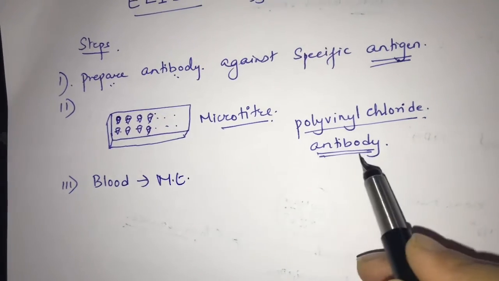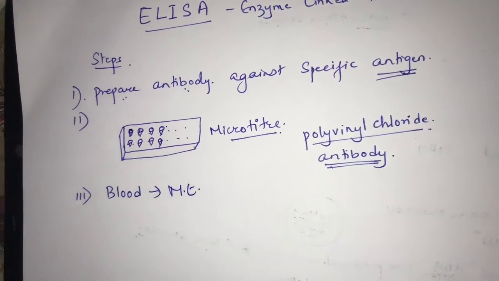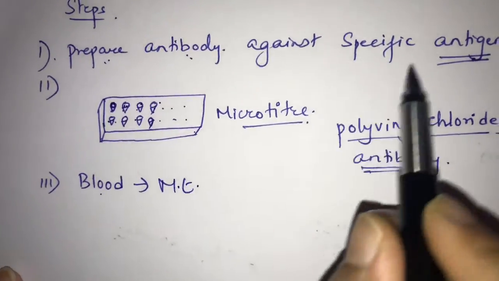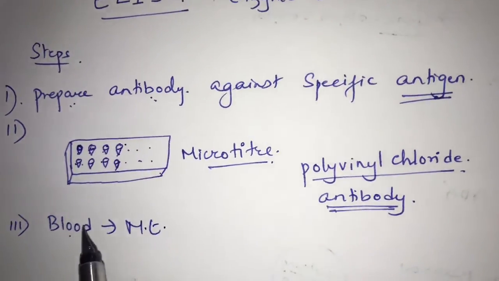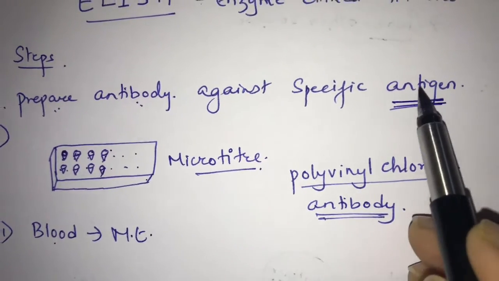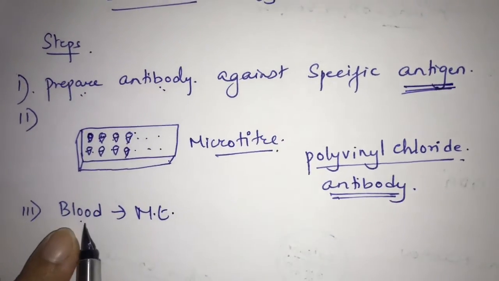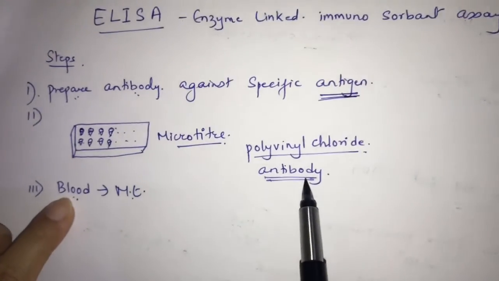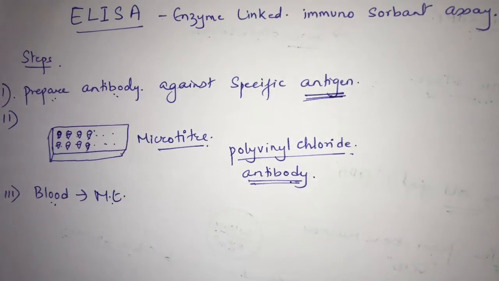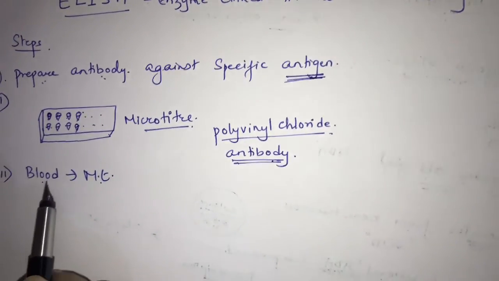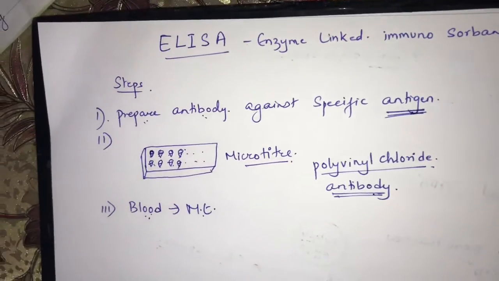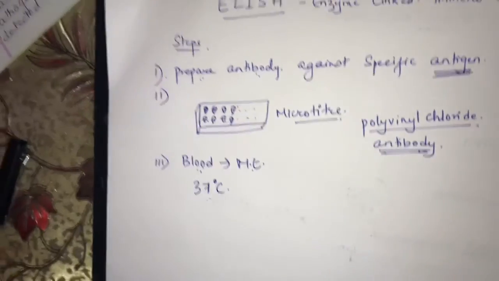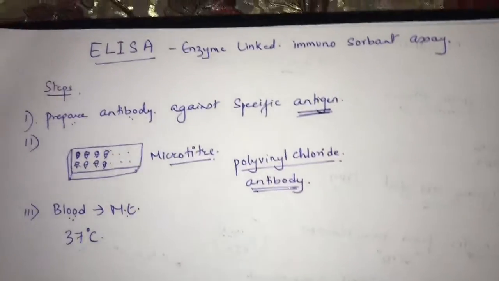which has antibody. Now if the patient is suffering from any disease, then the blood of that patient will have the antigen, the pathogen, and that pathogen will produce this antigen. The blood sample must have antigen, and this microtiter has antibody. Now after pouring the blood sample in this microtiter, we need to incubate it at 37 degrees Celsius to allow the formation of the antigen antibody complex.